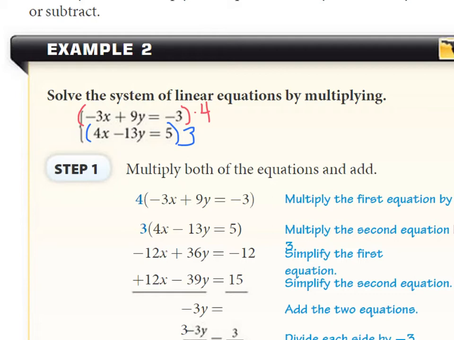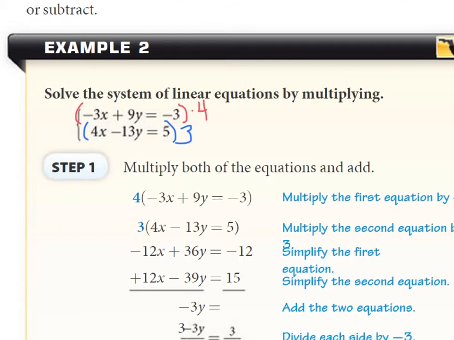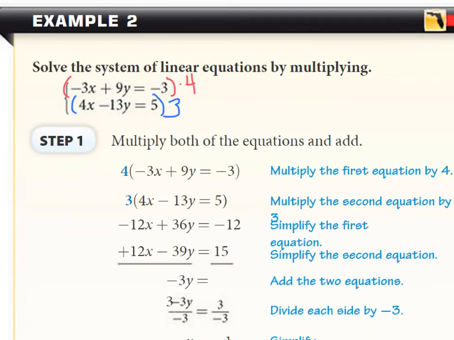Well, they're already opposites, which is good, so that means I don't have to worry about multiplying by a negative number. So if you look at what they did, here's the multiplying by 4 and the multiplying by 3. So when I multiply that first equation by 4, I get -12x plus 36y equals -12. When I multiply the bottom equation by 3, I get a positive 12x, -39y, and a positive 15. So now I can add these together.